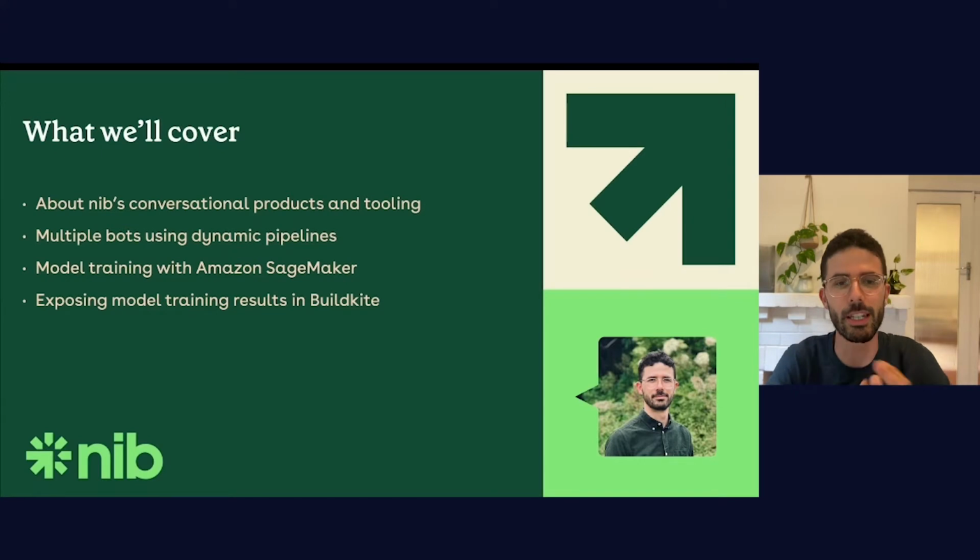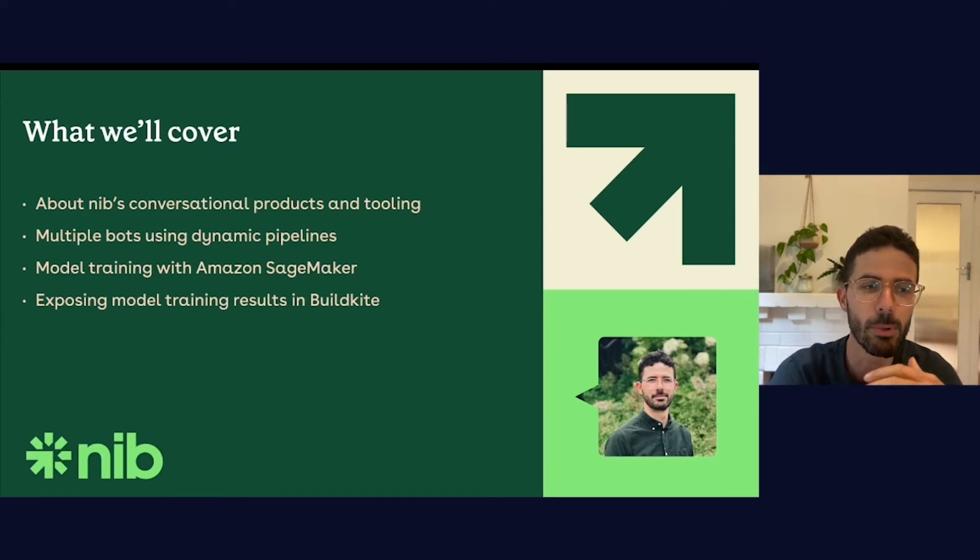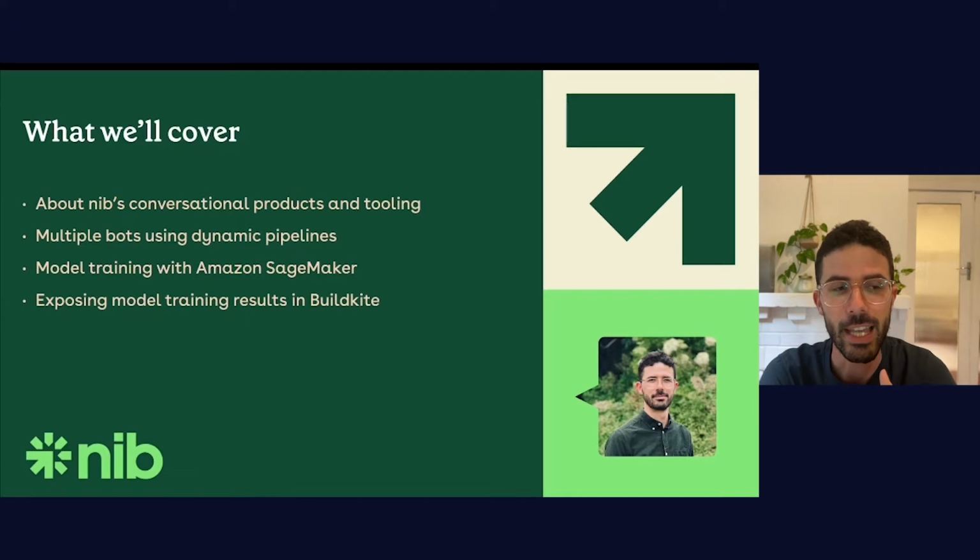So, what are we going to cover today? We're going to talk about NIB's conversational products and tooling. We're also going to talk then about the multiple bots that we now have and how we use dynamic pipelines to scale. We'll then deep dive into our model training process using Amazon SageMaker and Buildkite. And then finally, how we expose those model training results via Buildkite annotations.